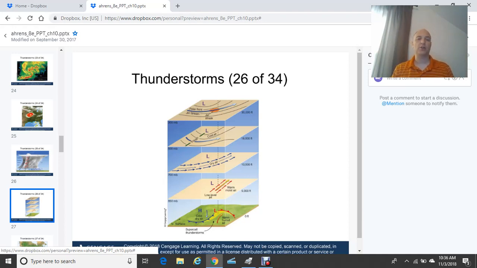Whenever you get these strong changing wind speeds and directions with height, you're going to get turning of the winds. And when you get that turning of the winds, you can get rotation, what's known as a mid-level rotation or mesocyclone, associated with a supercell thunderstorm. In this case, I'm showing you southerly winds, south winds at 5,000 feet, southwesterly winds at 10,000 feet, and then you've got colder air aloft.